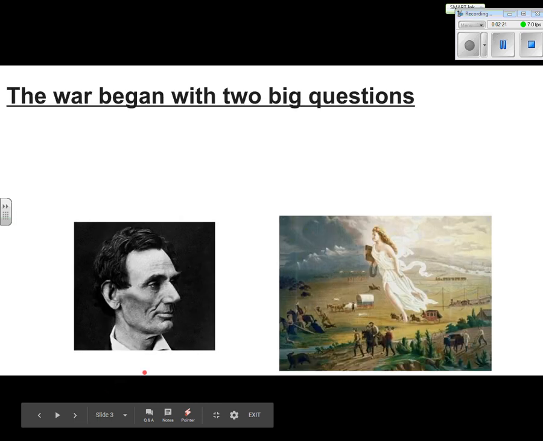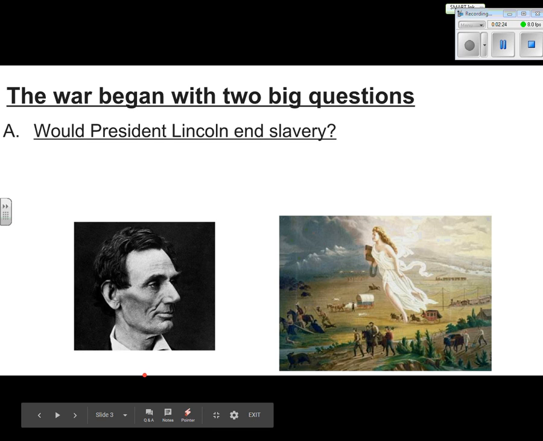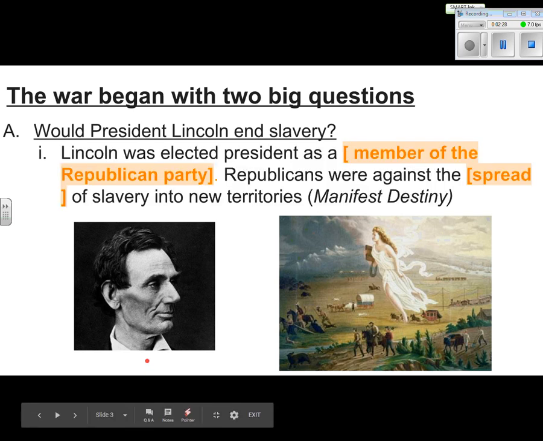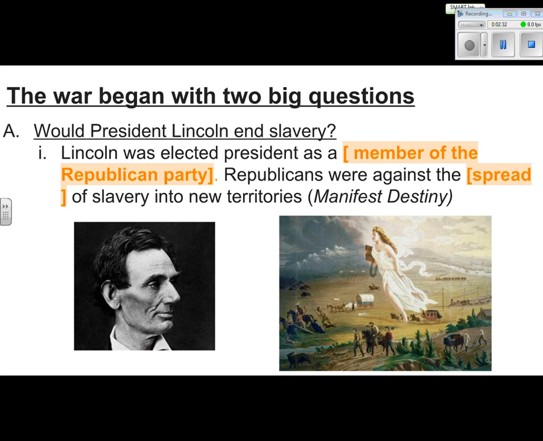So the war begins with two big questions. The first big question was, would President Lincoln end slavery, which you read about in his inaugural address, right? Lincoln was elected president as a member of the Republican Party. Now, Republicans were kind of this compromise party. They were a brand new party, and they wanted to bring together people who didn't like slavery and people who were maybe okay with it.